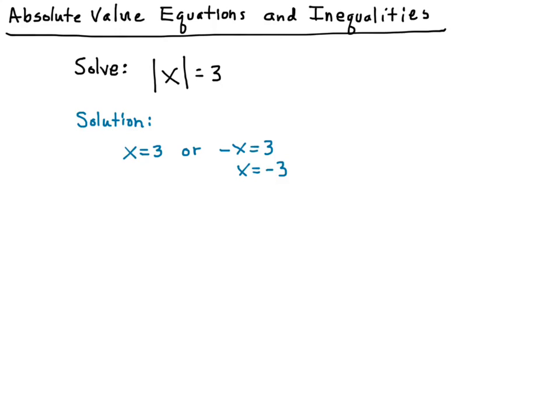What the absolute value does is that if x is less than 0, it gives you the positive version of that number.